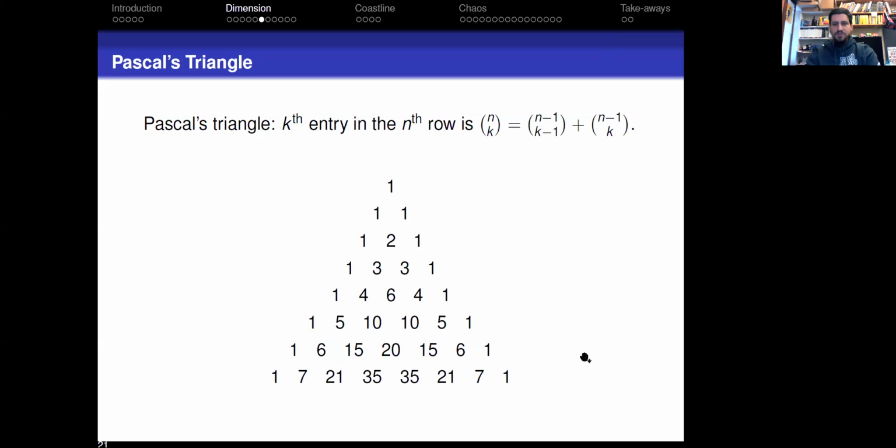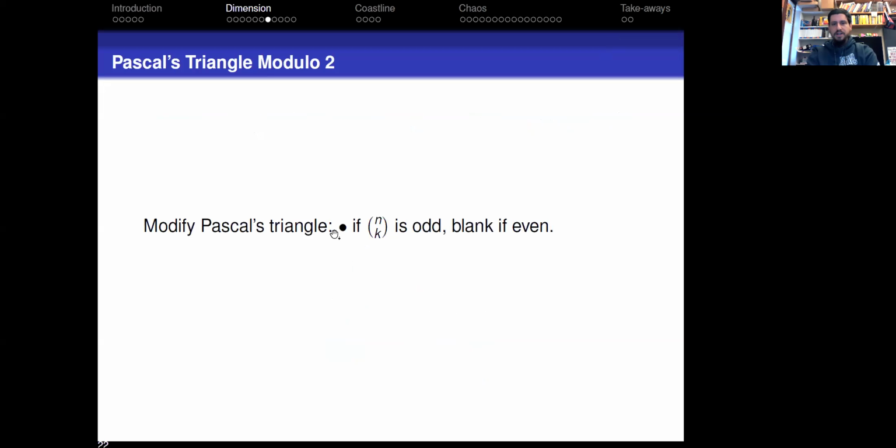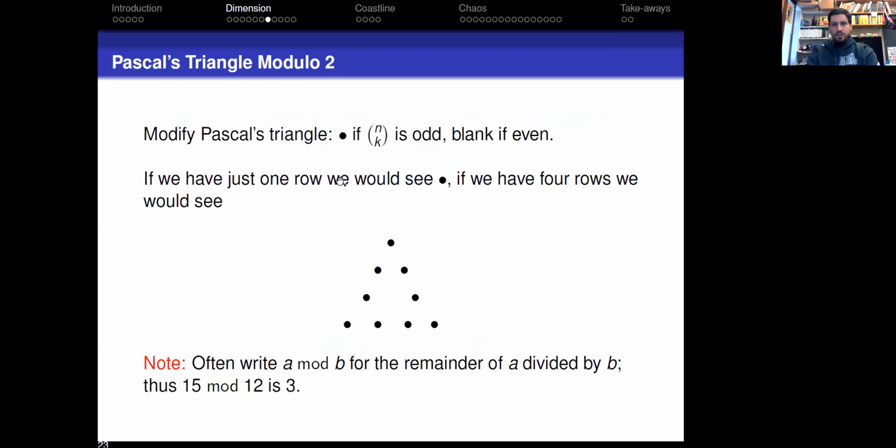And now we're going to look at Pascal's triangle in a new way. What we're going to do now is put a dot if n choose k is odd, and leave it blank if it's even. So if we just have the first row, the 0th row, it would just be a dot.